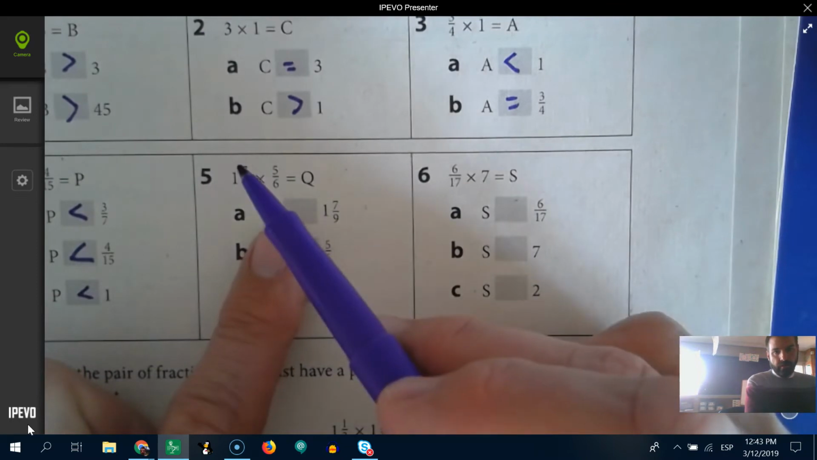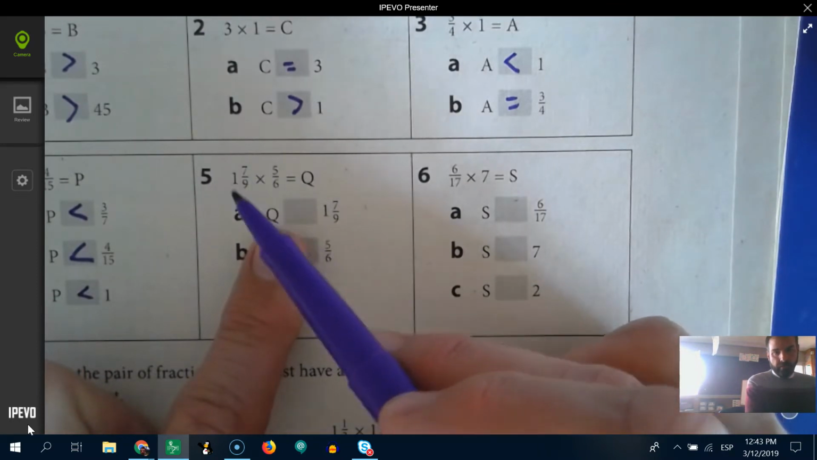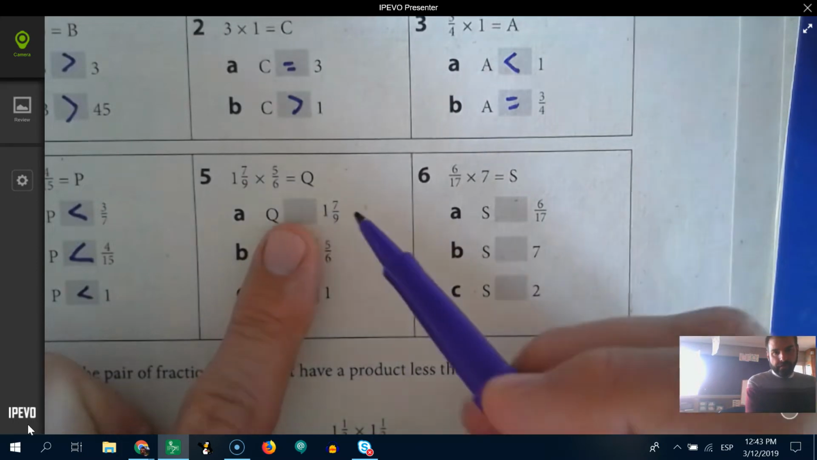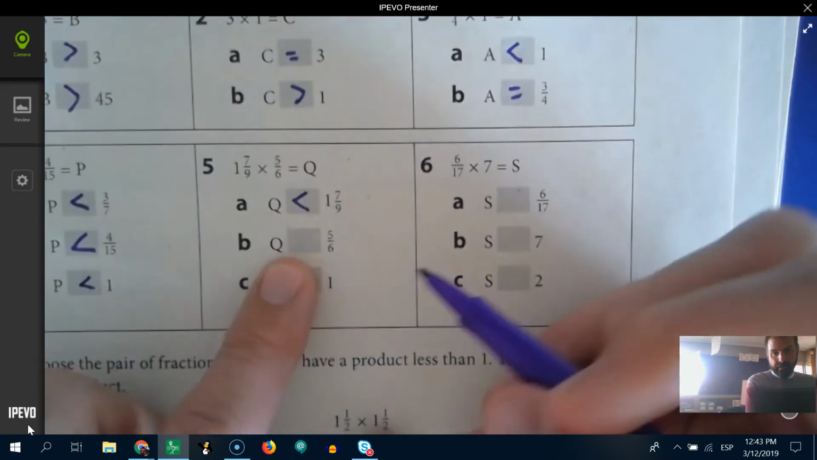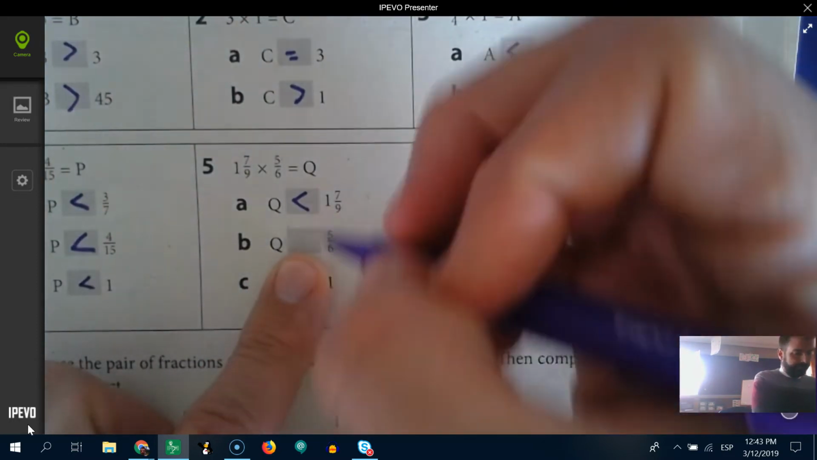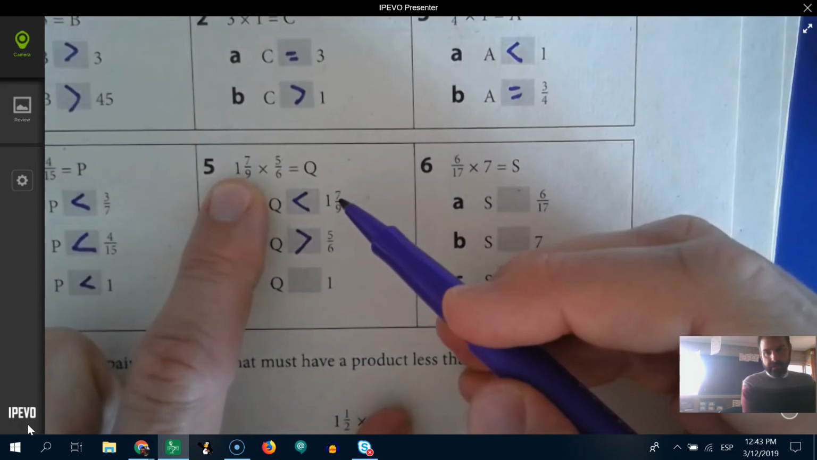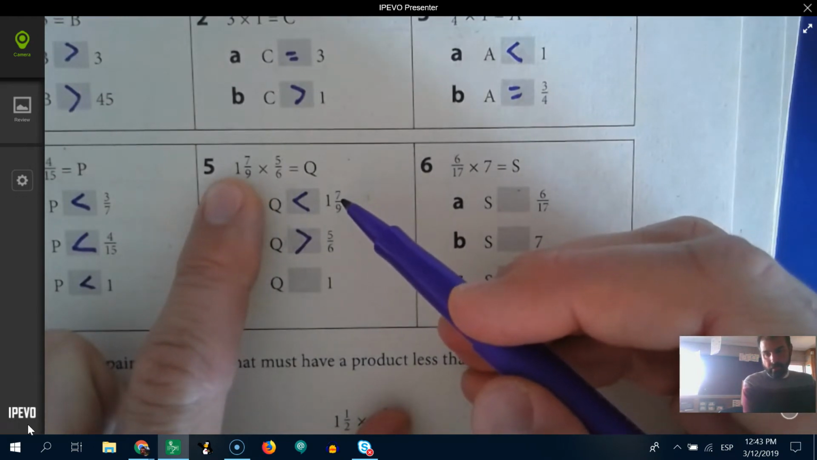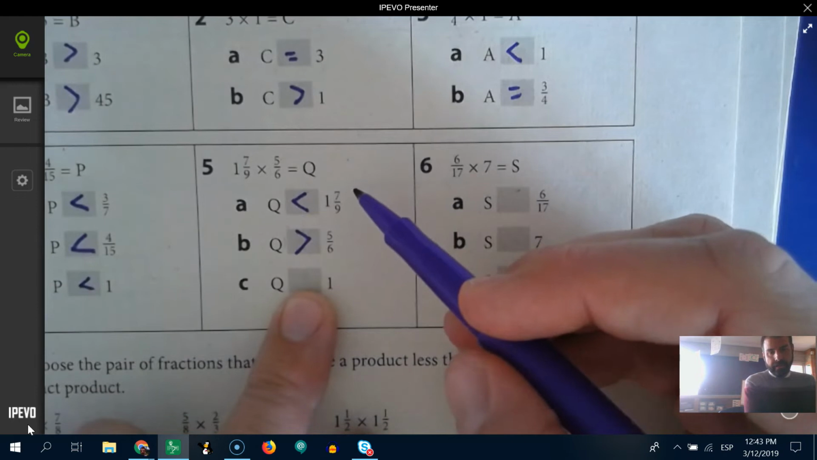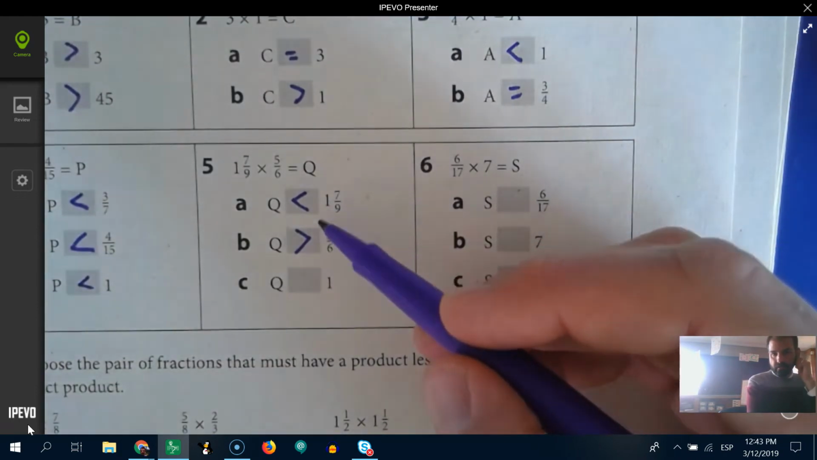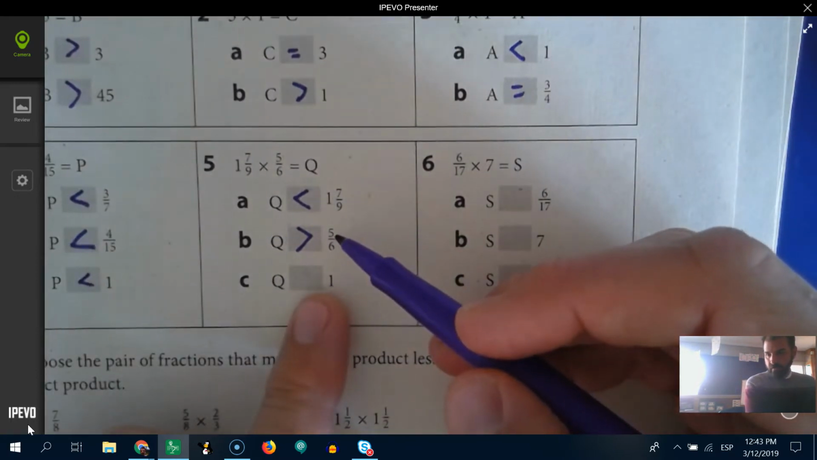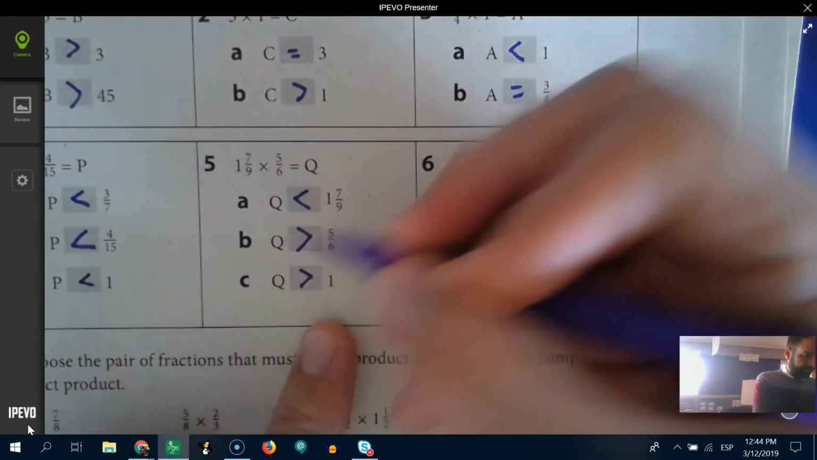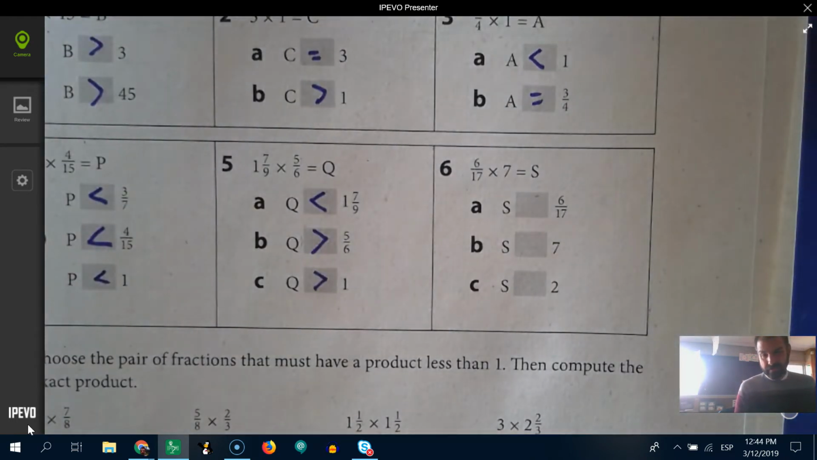When I multiply a whole number, or a number greater than 1, by a fraction, the answer is going to be less than my biggest factor. It's going to be more than my fraction, because again we're dealing with something greater than 1. Q is going to be greater than 5/6. I feel like Q is going to be greater than 1. I feel pretty good about that.